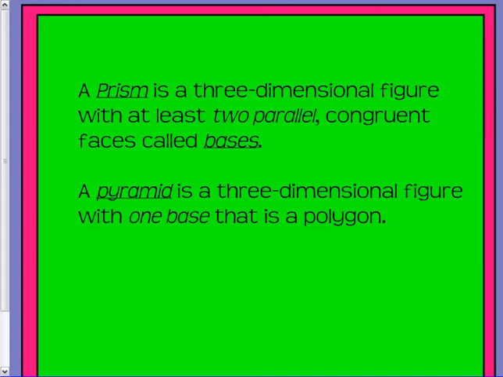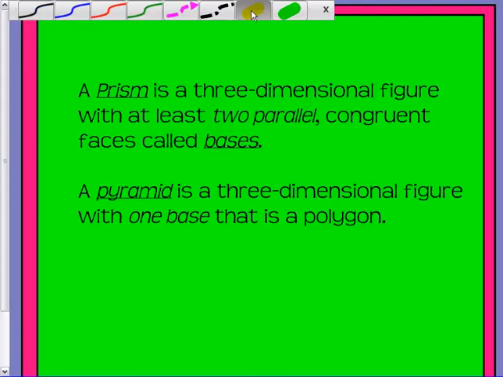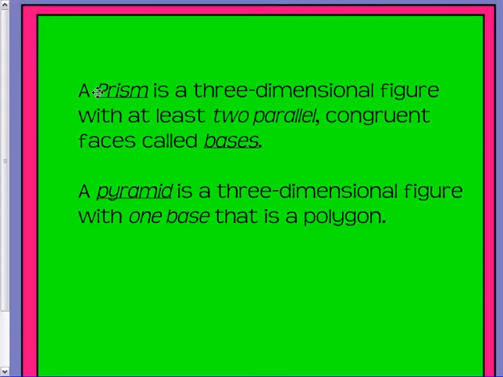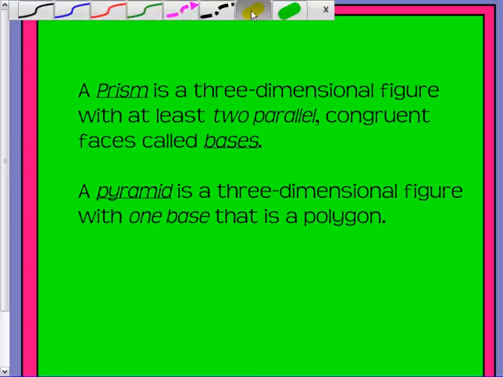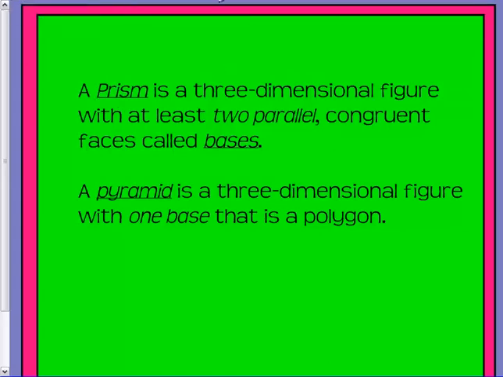Talking about shapes and their cross sections. Okay, I want to make sure that you put these two definitions in your notebook, okay? So a prism. A prism is a three-dimensional figure with at least two parallel and congruent faces and bases. Okay, so go ahead and make sure that you put prism down.